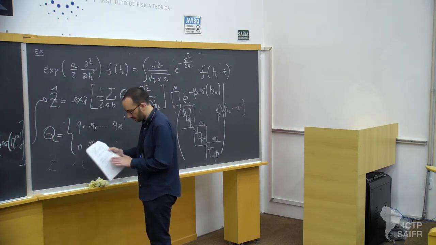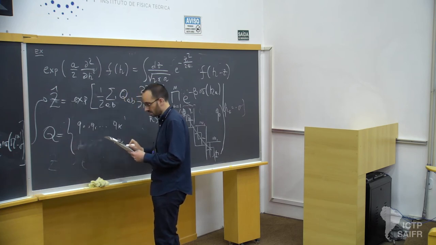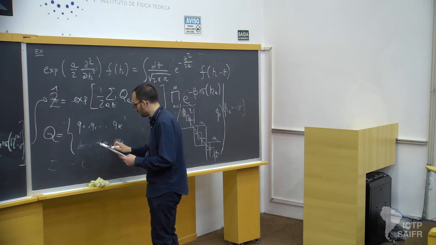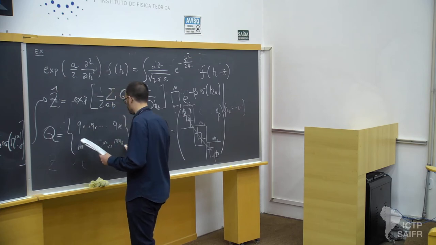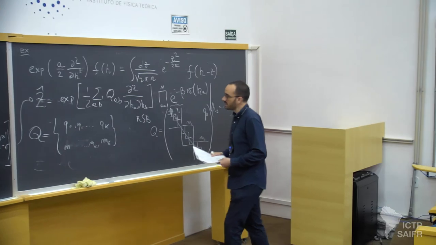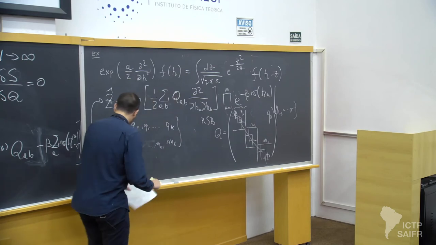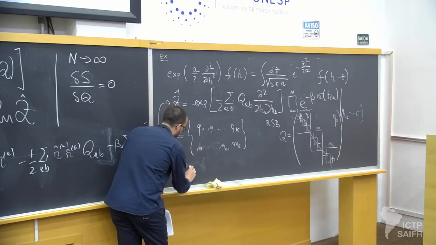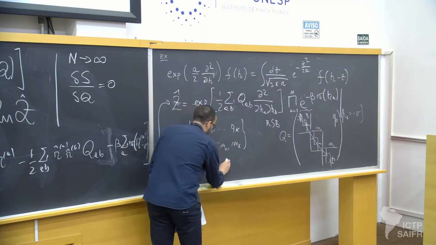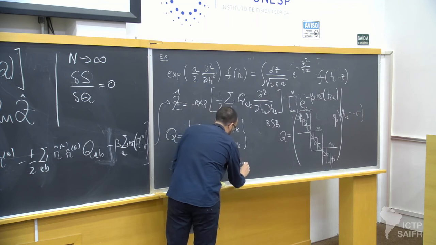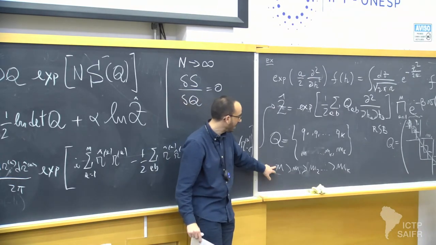Now I will make a mess with the notation. Let me just try to check. So I do MK, MK minus 1, and then I have n here. Now, in principle, if I have this matrix, I have n that is bigger than m1, which is bigger than m2, that is bigger than mk. But then I need to take n to 0.